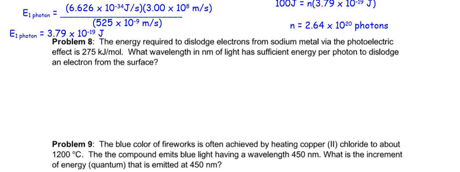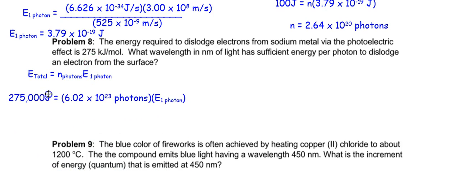So how did you do? Well, I couldn't solve for the energy of one photon first. I had to use this equation first. They gave me the total numbers. This is 275 kilojoules of energy. And what else does it say?